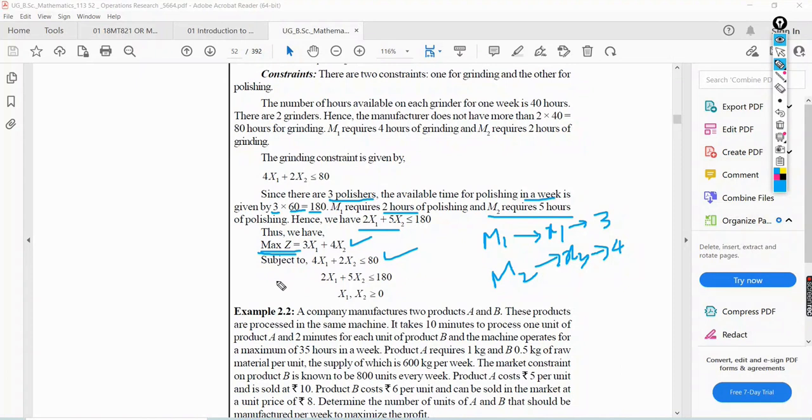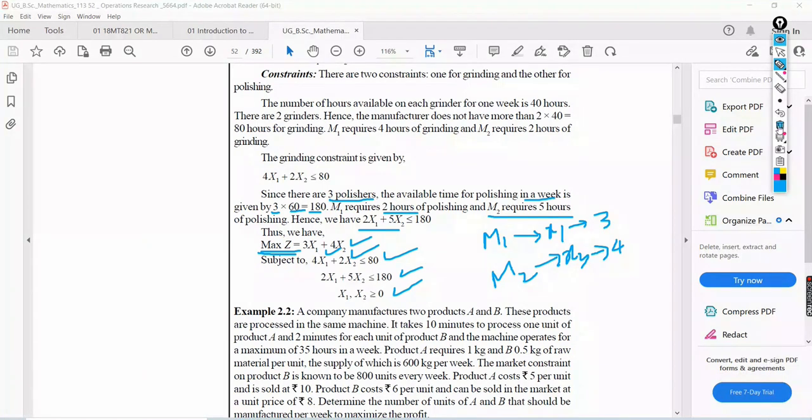The complete hours available have to be utilized for producing model 1 and model 2. With respect to that, 4x1 plus 2x2 is less than or equal to 80, and 2x1 plus 5x2 is less than or equal to 180. The condition is that x1 and x2 are non-negative values. Keep this in mind: they should be greater than or equal to 0. This is how you need to follow the problem solution.